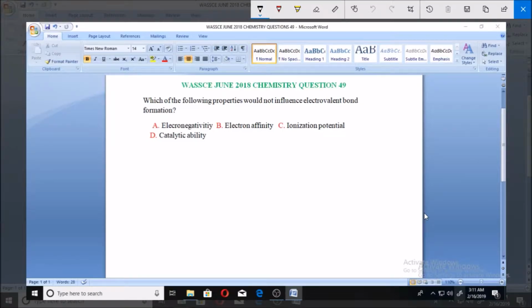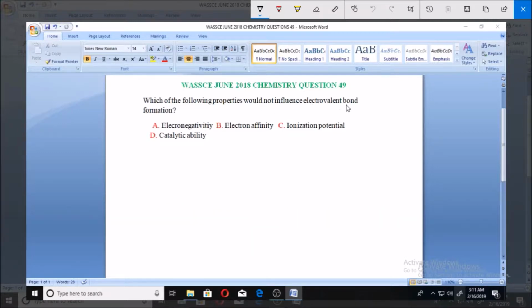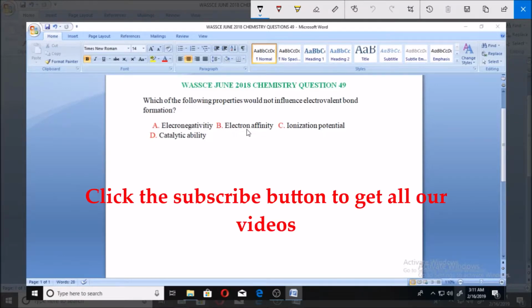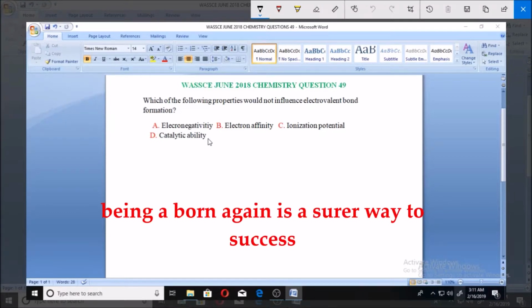Yes, let's look at question number 49 for WAEC Chemistry 2018. Which of the following properties would not influence electrovalent bond formation? Option A, electronegativity. B, electron affinity. C, ionization potential. D, catalytic ability. So which of these properties would not influence electrovalent bond formation?